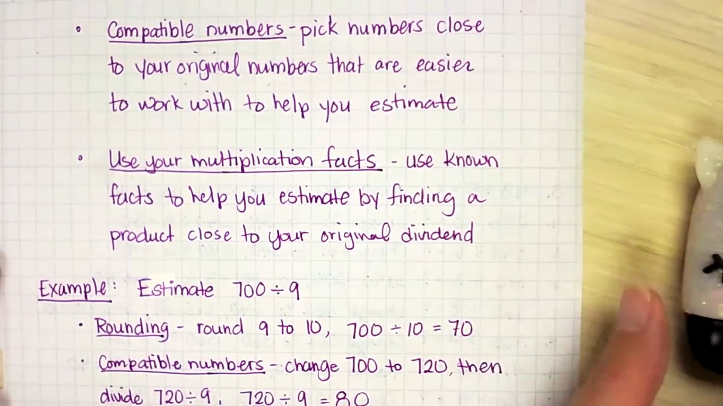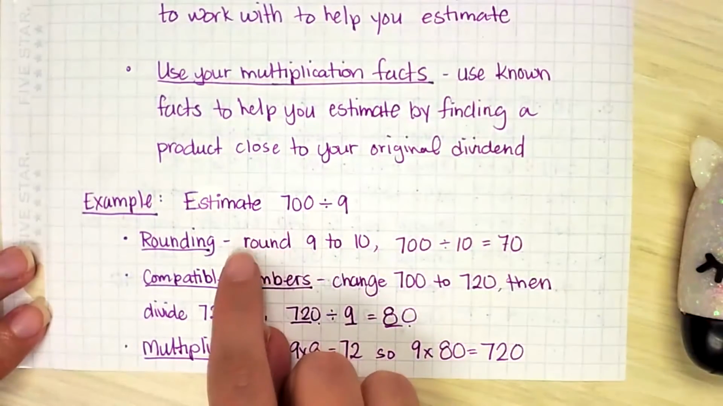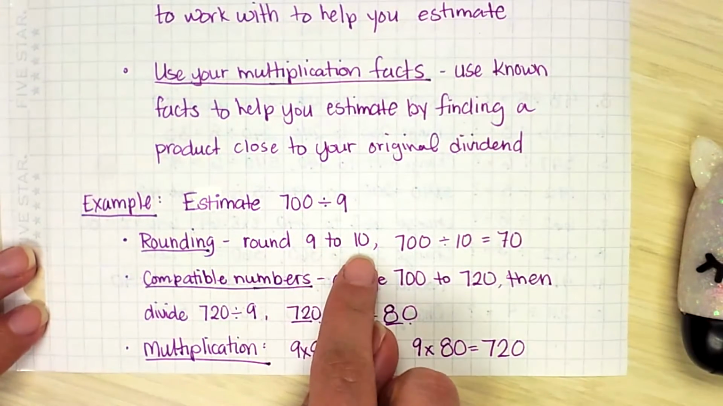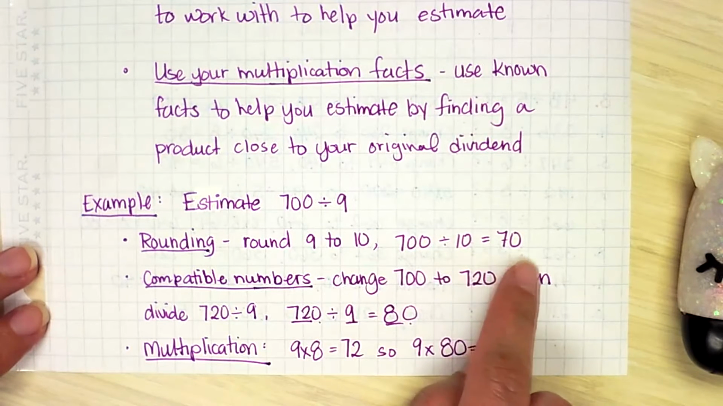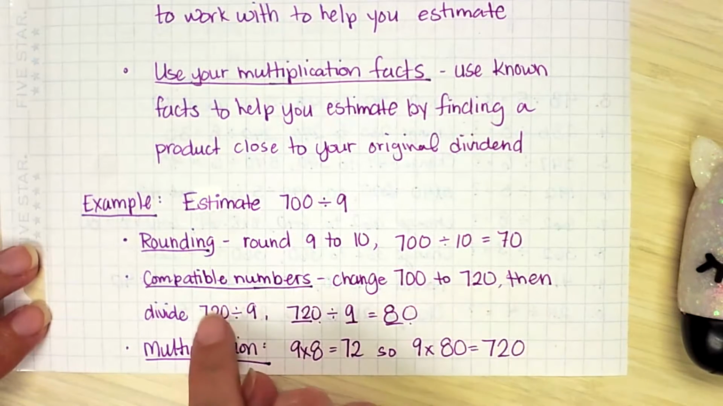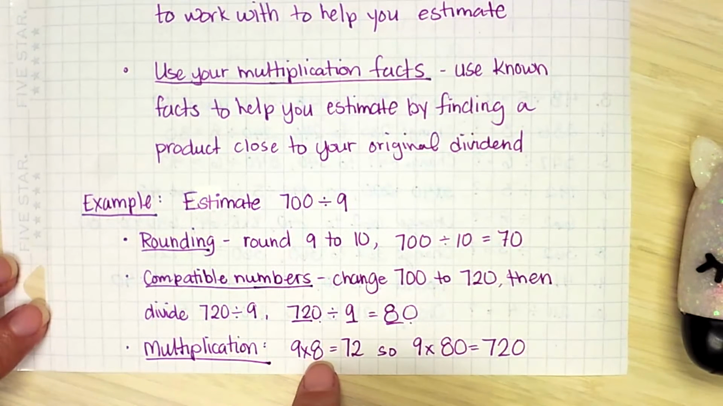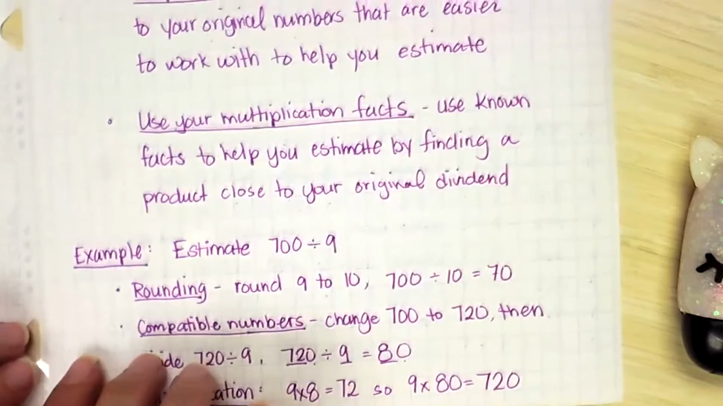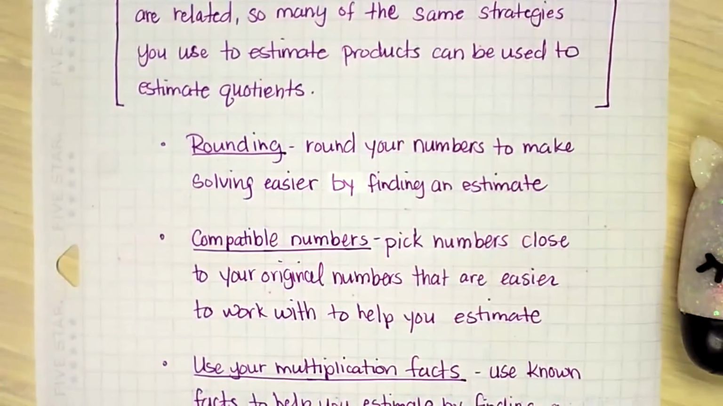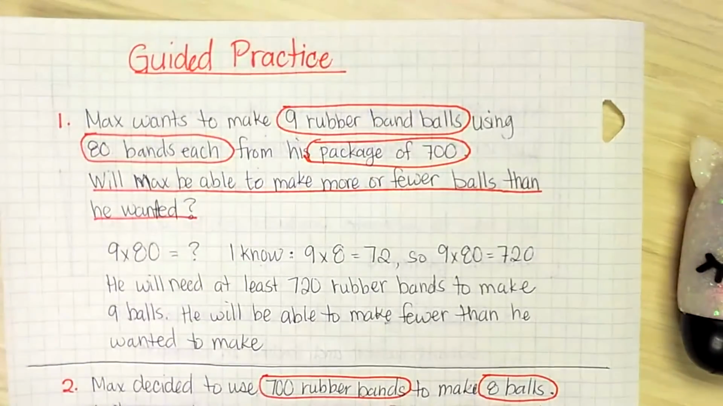Like the example that we were talking about just now in our short lesson video, we had 700 divided by 9. I can round that 9 to a 10 and do 700 divided by 10 is 70. I could use compatible numbers and change that 700 to 720 and then divide 720 by 9, which will give me 80. Or I can use my known multiplication facts and say 9 times 8 is 72, so 9 times 80 is 720. So you have a lot of different strategies that we've already talked about in the past that you can use to help you solve. Let's get into our guided practice questions together.